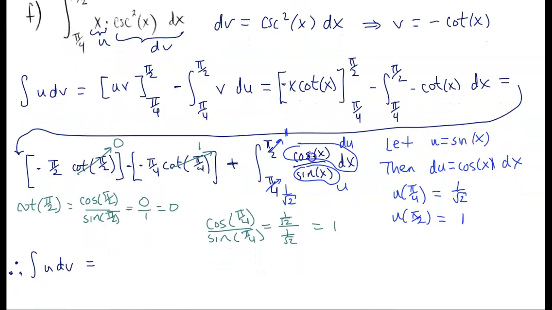So now that we have all that, we can go ahead and finish up working this problem here. So we have a negative pi over 2 times 0, so we can just ignore that term. We have a minus times a minus, which is a plus, 1 times pi over 4, so all this just ends up being pi over 4. And then we have plus. Our new integral now is going to be from 1 divided by root 2 to 1 of du over u. And we're going to make that du look a little better here.